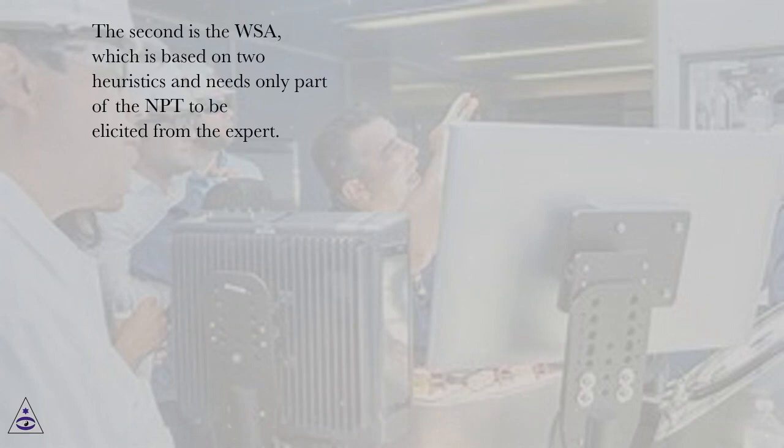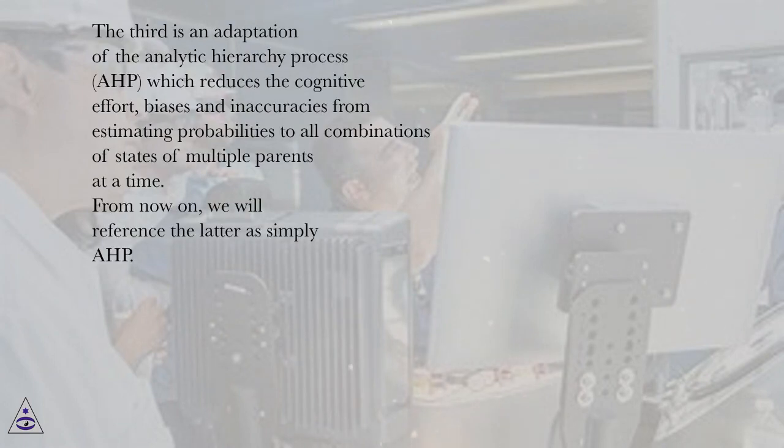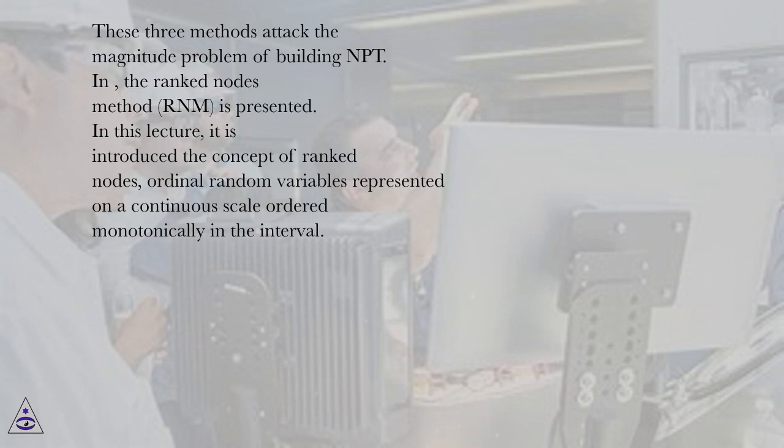The second is the WSA, which is based on two heuristics and needs only part of the NPT to be elicited from the expert. The third is an adaptation of the analytic hierarchy process, AHP, which reduces the cognitive effort, biases and inaccuracies from estimating probabilities to all combinations of states of multiple parents at a time. From now on, we will reference the latter as simply AHP. These three methods attack the magnitude problem of building NPT.